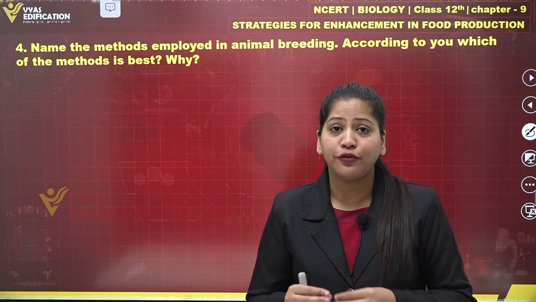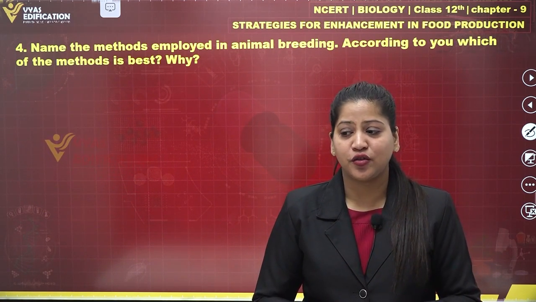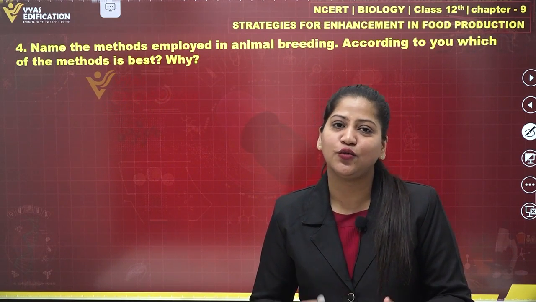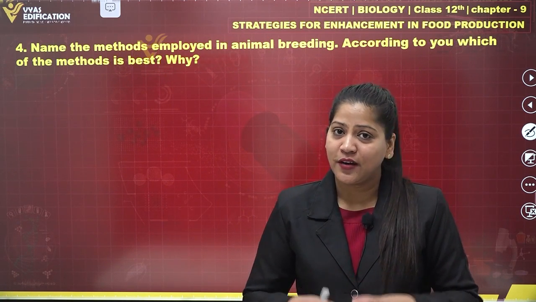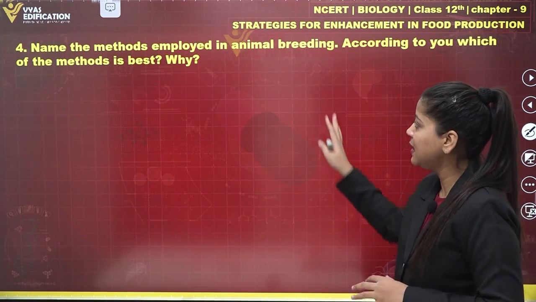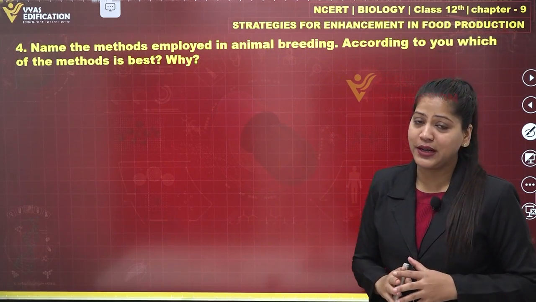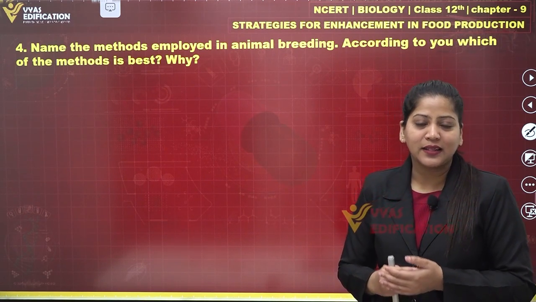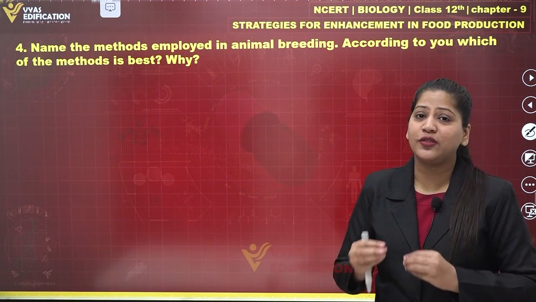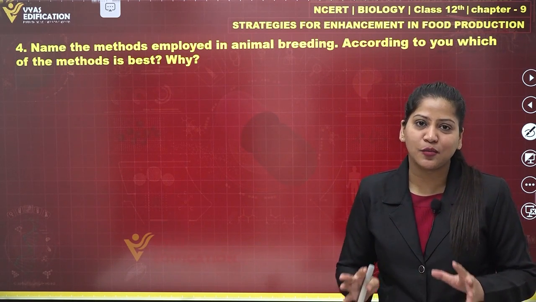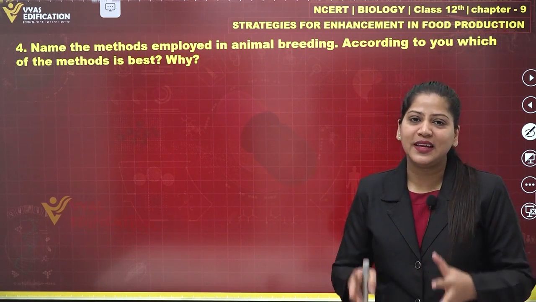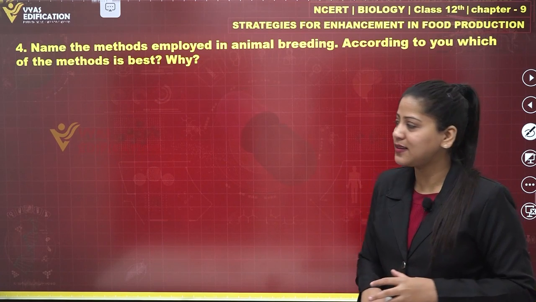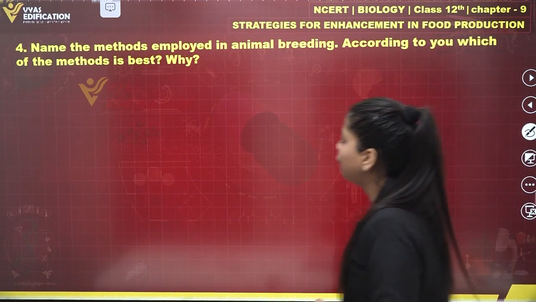In this technique of MOET, after fertilization, once the embryo is made, these embryos are transferred to the surrogate mother. Right, so this is what we have about all the methods employed in animal breeding. If we talk about which methods are best, then the artificial method and the multiple ovulation embryo transfer methods are the best methods in animal breeding, because these have high chances of success. So this is the answer, and now we are going to write answer number 4.